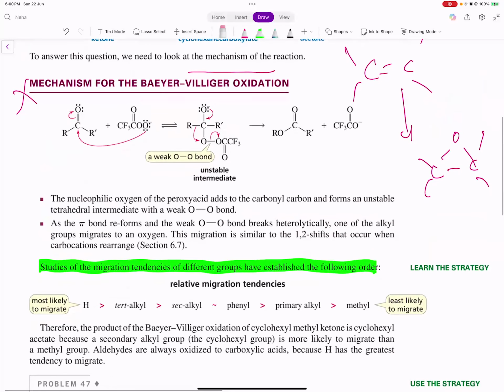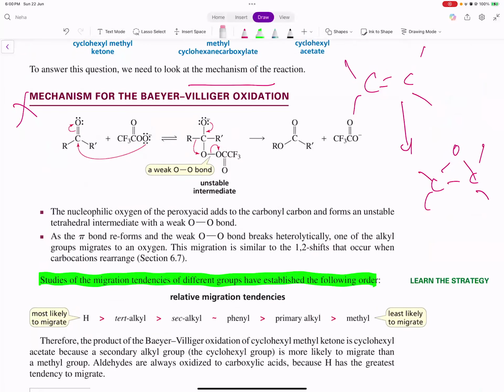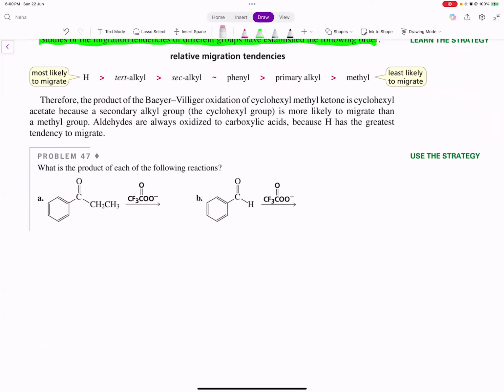That is why we are going to skip the mechanism side. Anyways, we have problem 47. Which will migrate? Which is migrating?